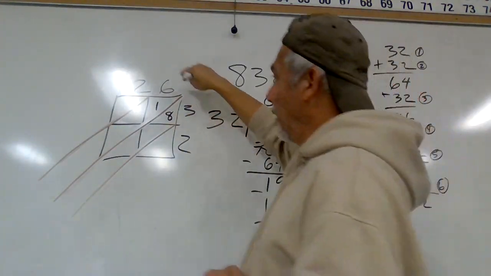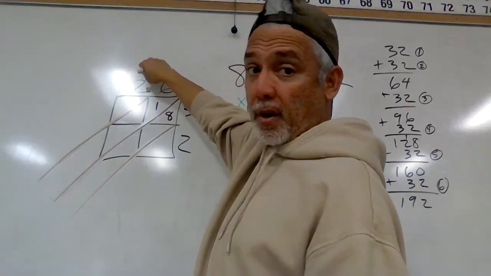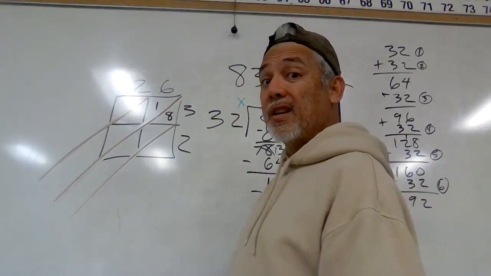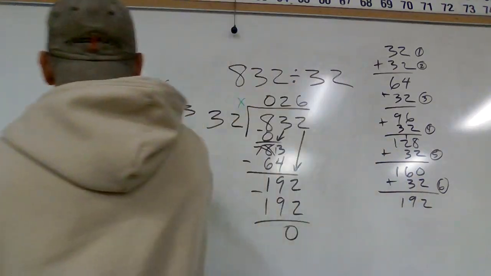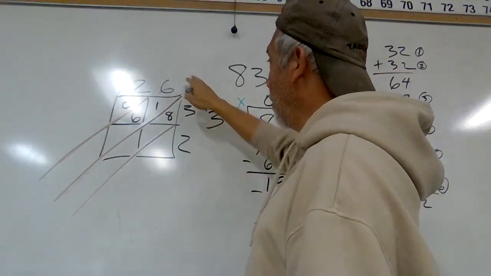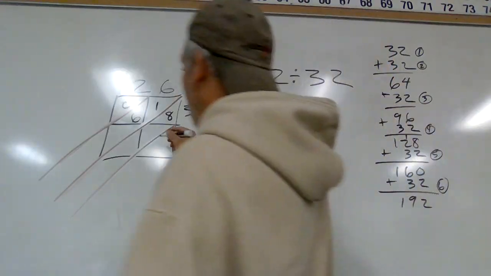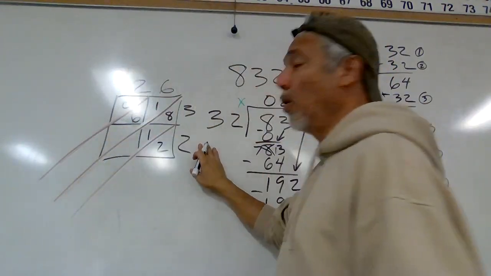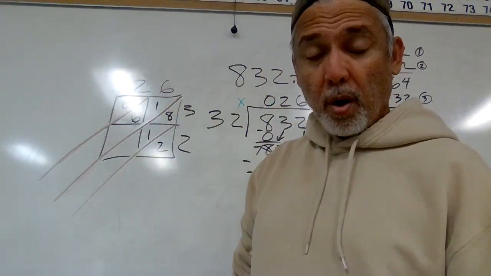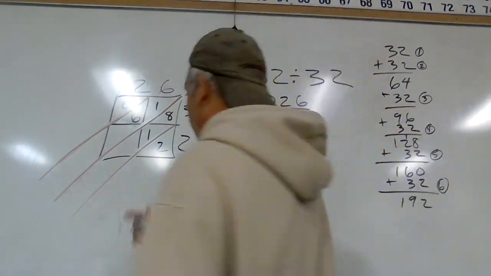Who? 3. Sorry for the glare, folks, but there's a 2 here, I promise. 2. What's 2 times 3? 6, or 0, 6. Put the 0 here, put the 6 here. Who? 2. Who? 6. What? That's 12. Who? 2. Who? 2. 2 times 2, 4. But we need to say 0, 4.